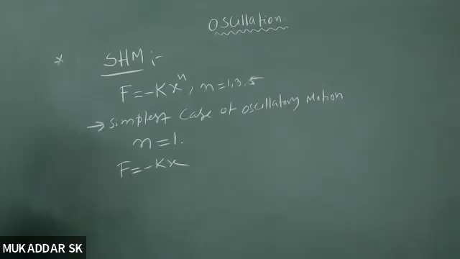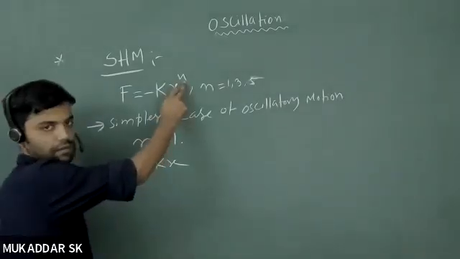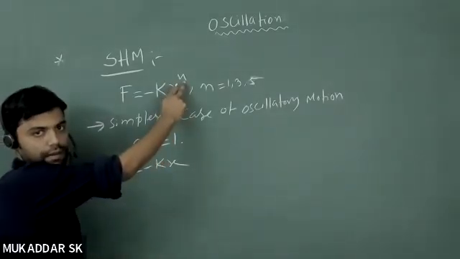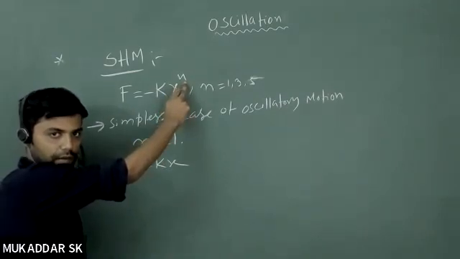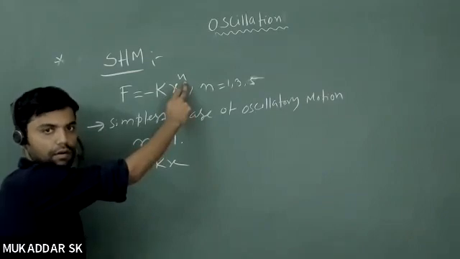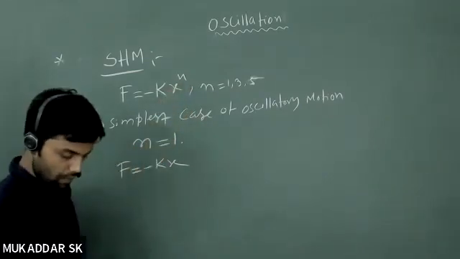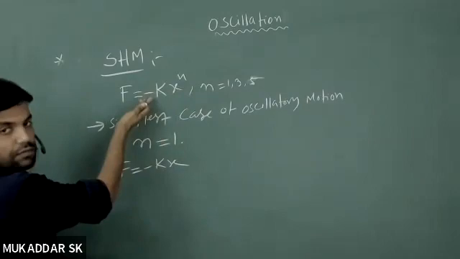Why is it simple harmonic motion? Because if you take a larger n value, suppose 3 or 5, then that case will be really complicated, and that will be a non-linear case. So this is actually the simplest case.